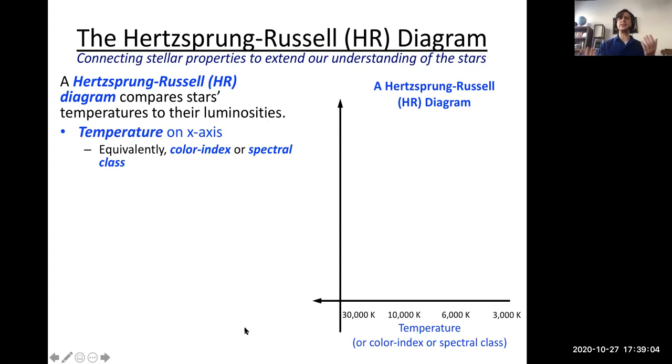Although the HR diagram does things a little bit weird here, where it puts the temperatures running backwards. So we put the hottest temperatures over here and the coolest temperatures over here. So this would be our 3000 Kelvin stars, 6000 Kelvin stars, 10,000 Kelvin stars, 30,000 Kelvin stars, and we're talking about their surface temperatures, their photospheric temperatures, which we have seen now can be determined in a number of ways.